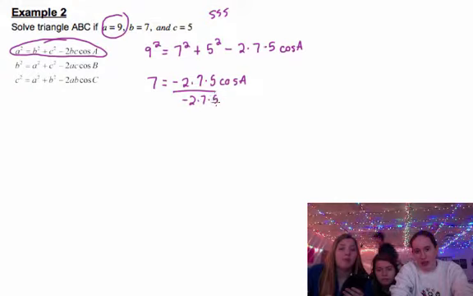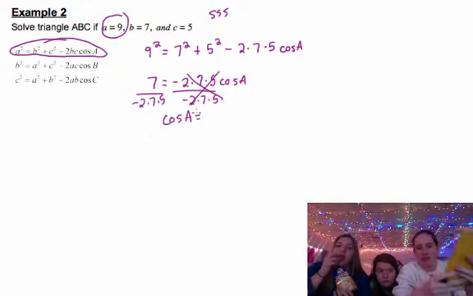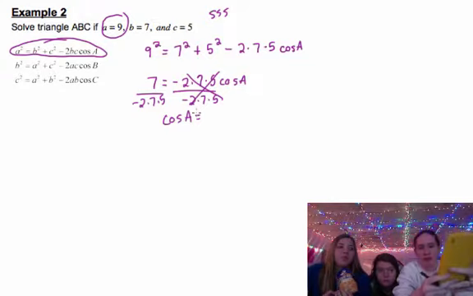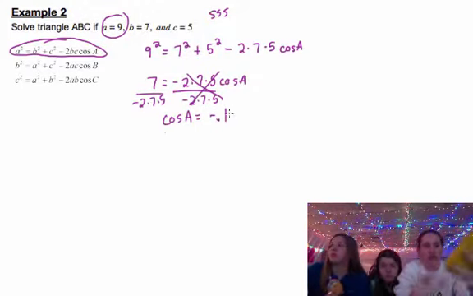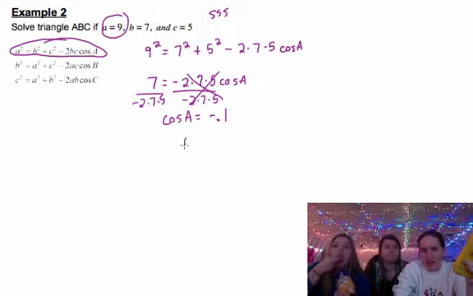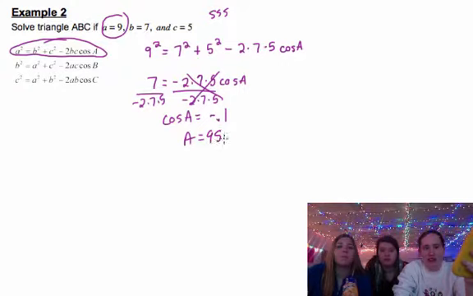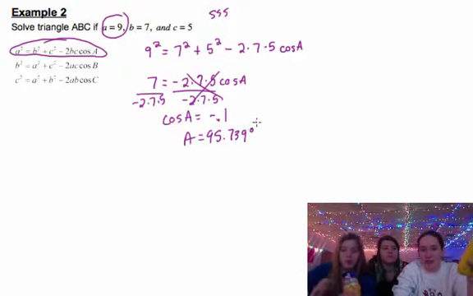Divide by all of this stuff that's in front of cosine A on both sides. So cosine of A is 7 divided by, remember to put the bottom in parentheses here, and then you get negative 0.1. So to find A, take the inverse cosine of both sides, so do second cosine, second answer, and you get A is 95.739.